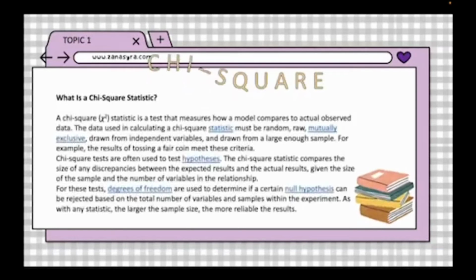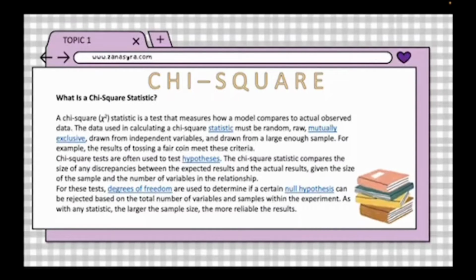So what is a chi-square statistic? A chi-square statistic is a test that measures how a model compares to actual observed data. The data used in calculating a chi-square statistic must be random, raw, mutually exclusive, drawn from independent variables, and drawn from a large enough sample. For example, the result of tossing a fair coin meets this criteria.